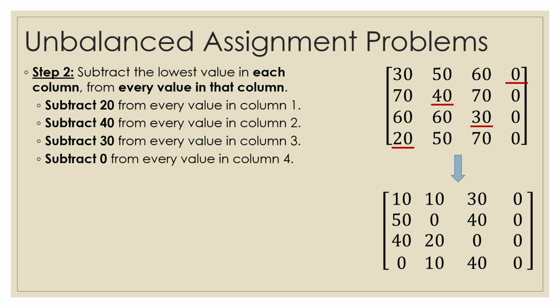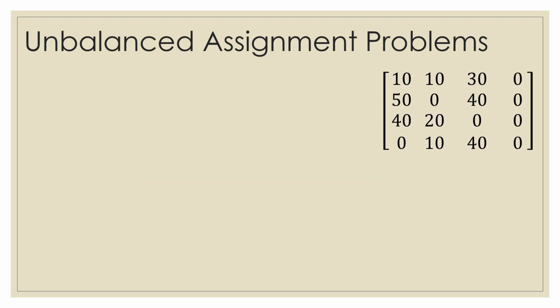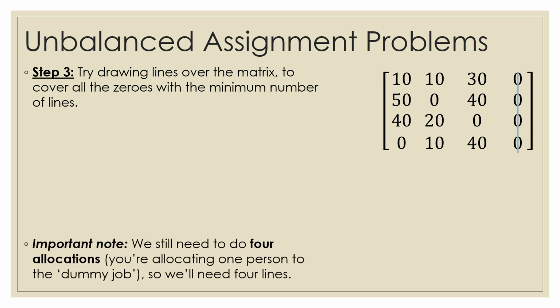Once you've done that, we're going to go to our next step, drawing the lines to cover up. It'd probably be a pretty good idea to draw a line over the last one because there's 4 zeros in that line. Can we cover up the other ones like so? Perfect. So this is a nice easy one because we've got 4 lines, 4 rows, so we can go straight to allocation now.